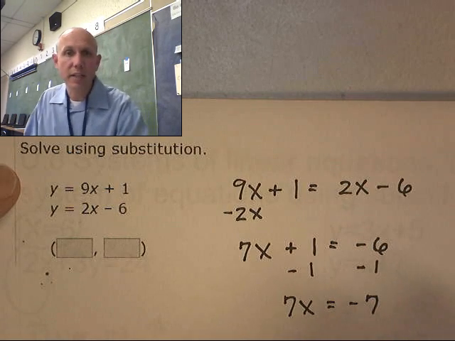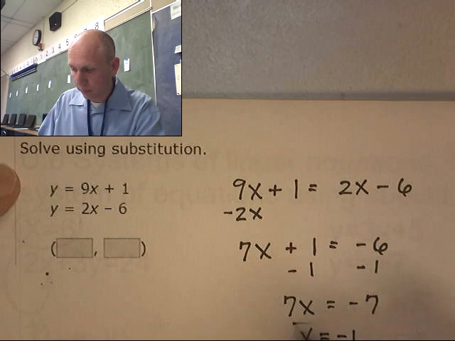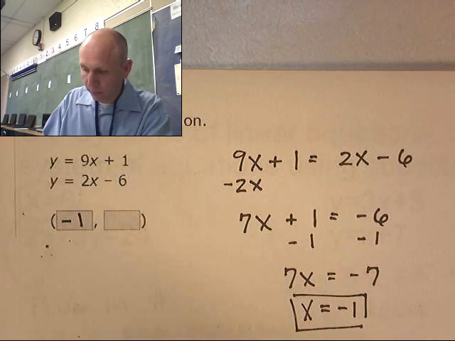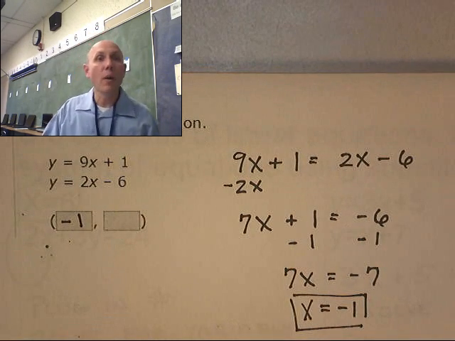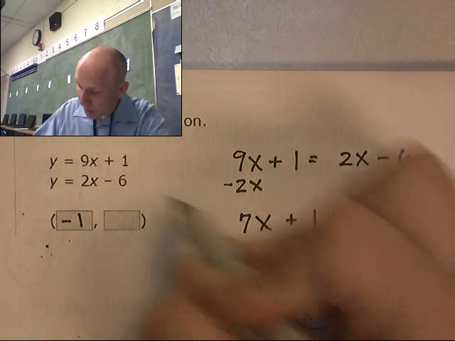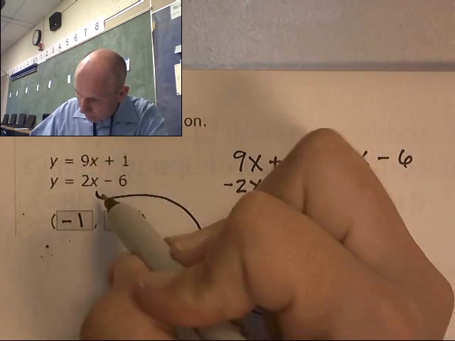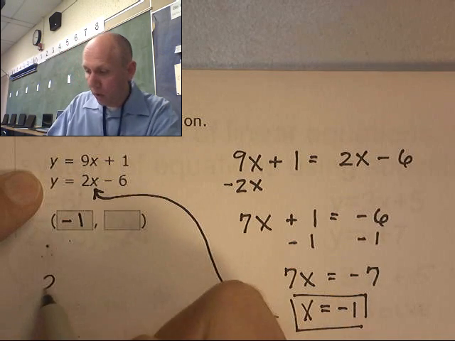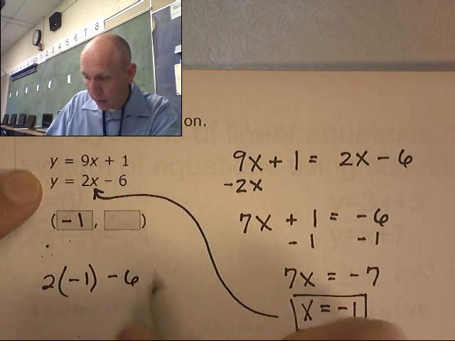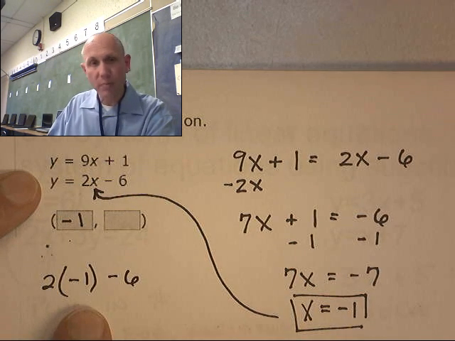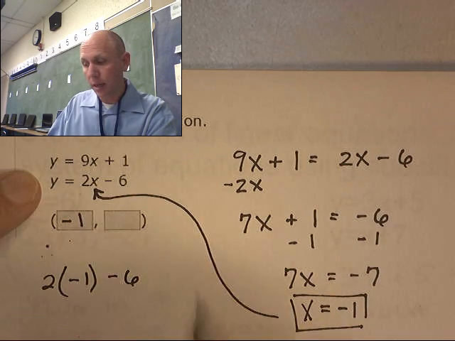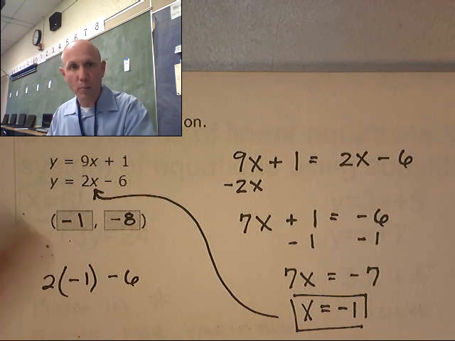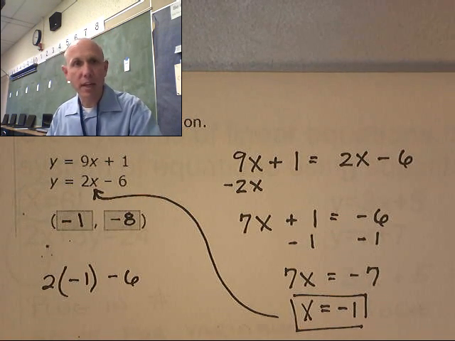So what does x have to be? X is negative 1. Problem is, I still need to figure out what my y is. So I'm going to take my x and plug it in right there, and that's going to give me my y. What's 2 times negative 1 minus 6? 2 times negative 1 is negative 2, minus 6 is negative 8. This is the point where these two lines come together.